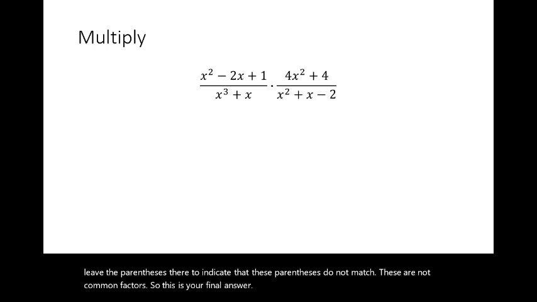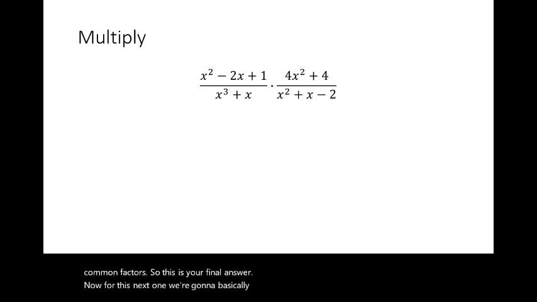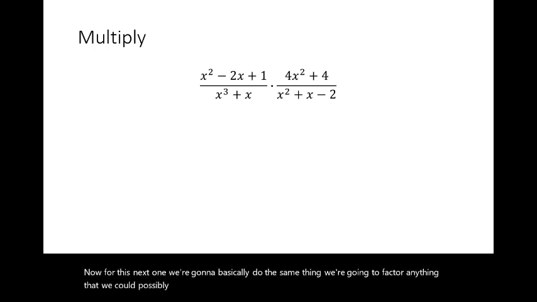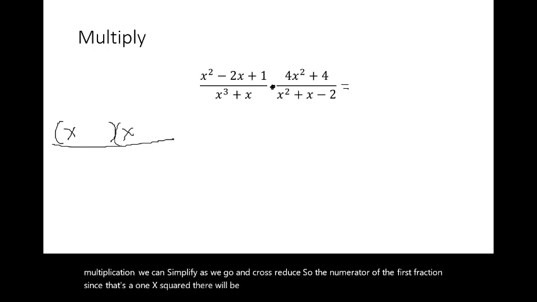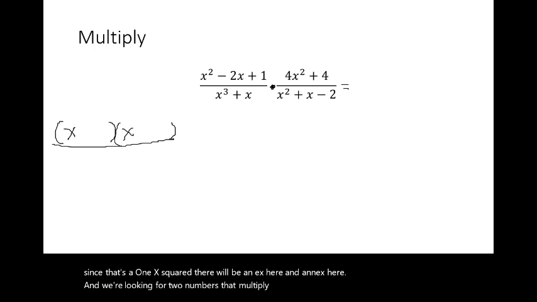Now for this next one, we're going to basically do the same thing. We're going to factor anything that we could possibly factor, even if it's just taking out a GCF. And then because it's multiplication, we can simplify as we go and cross-reduce. So the numerator of the first fraction, since that's a 1x squared, there will be an x here and an x here. And we're looking for two numbers that multiply to positive 1 and add up to negative 2, which are minus 1 and minus 1.